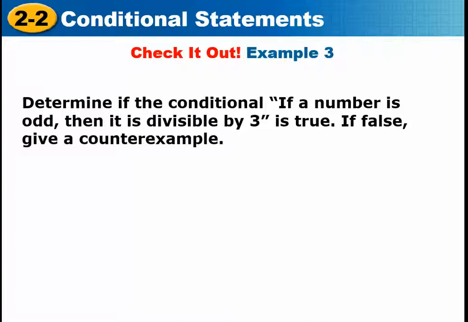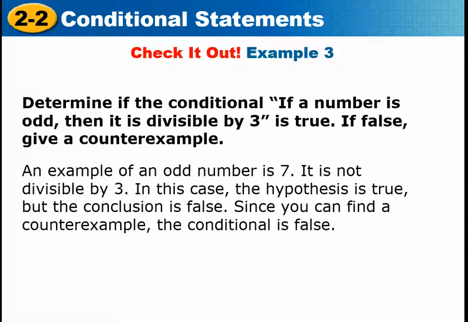All right, if a number is odd, then it's divisible by 3. If false, give a counterexample. So do that one, pause the video, then check your answer. Here's an example of an odd number, 7. 7 is not divisible by 3. You'd get a decimal. So the hypothesis is true, you have an odd number, but the conclusion is false. So since you found a counterexample, the conditional is false.